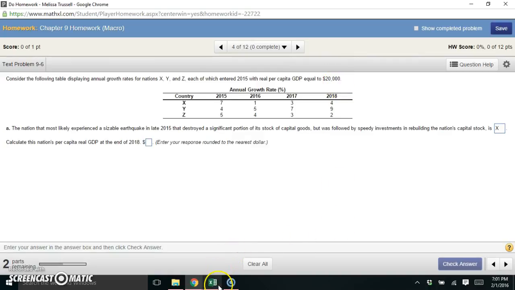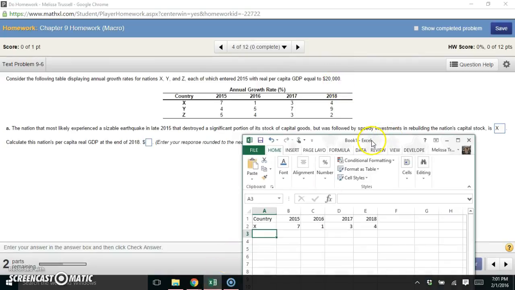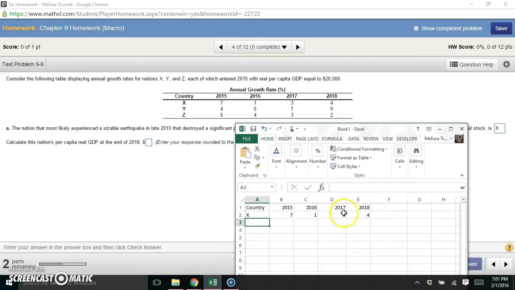I'm going to get Excel to help me with the math here. You see, I've already put in the numbers for country X, the growth rates. So the question is, what is my GDP at the end of each one of these years? So I'm going to put another row in my table here for GDP at year end, we'll call it. So at the beginning of 2015, we had a GDP of 20,000, we were told.